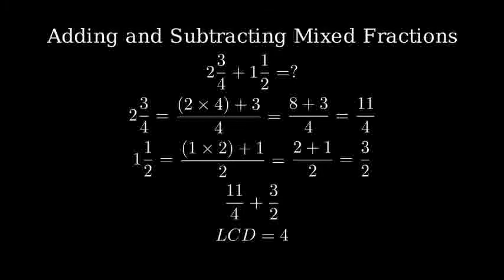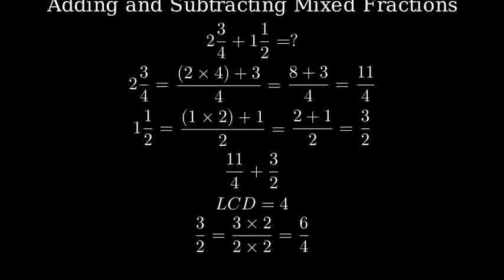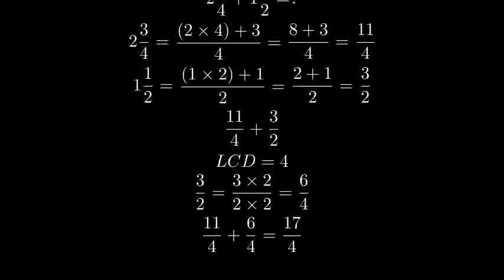Now we need a common denominator. The denominators are 4 and 2. The least common denominator is 4. So we need to convert 3 halves to an equivalent fraction with denominator 4. To do that, we multiply both top and bottom by 2. This gives us 6/4. Now we can add the fractions.